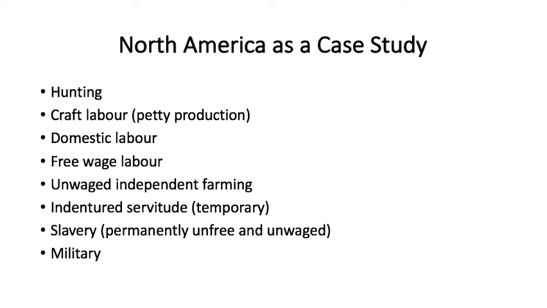Slavery is not temporary. Somebody is enslaved, they will probably die a slave, and their children will probably die a slave. An indentured servant is somebody who signs a contract for a period of years, usually between 7 and 10, maybe 12 years, where you basically are the de facto property of an employer.